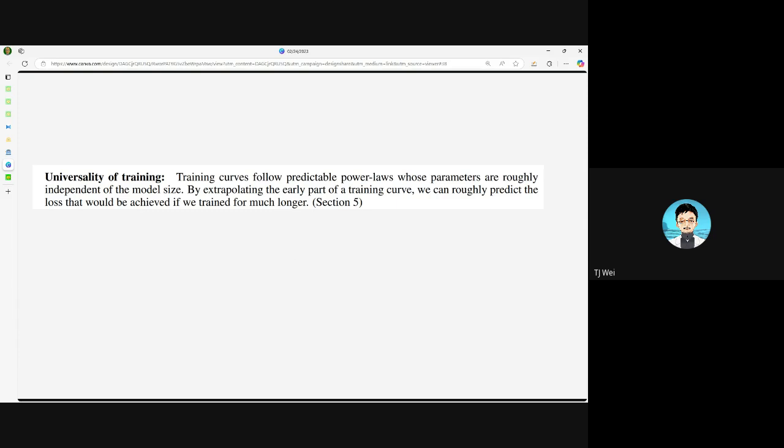The training curve also follows a predictable power law, whose parameters are roughly independent of the model size. So no matter what the model size, the training loss, when you're training the models, is also predictable. If you give it a longer time to train, it will have a better loss. So we can roughly predict the loss that can be achieved if we train for much longer.